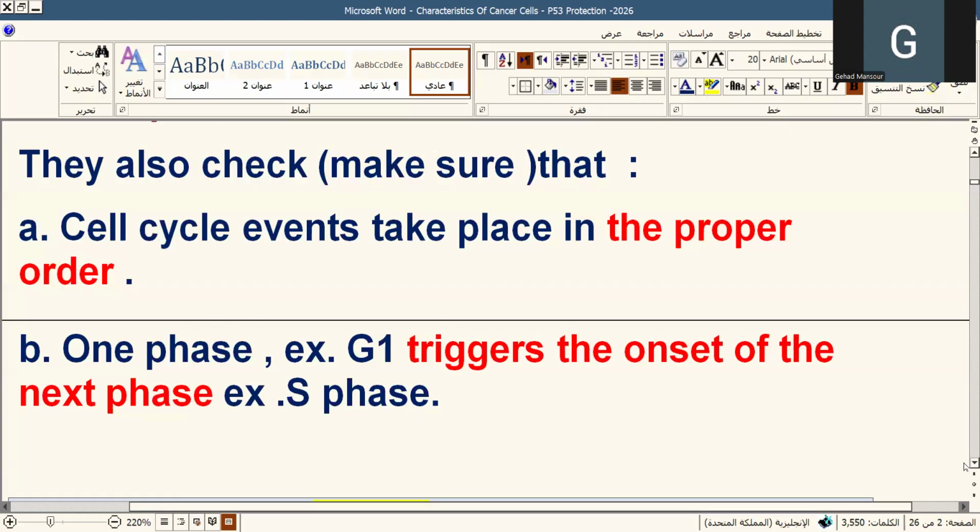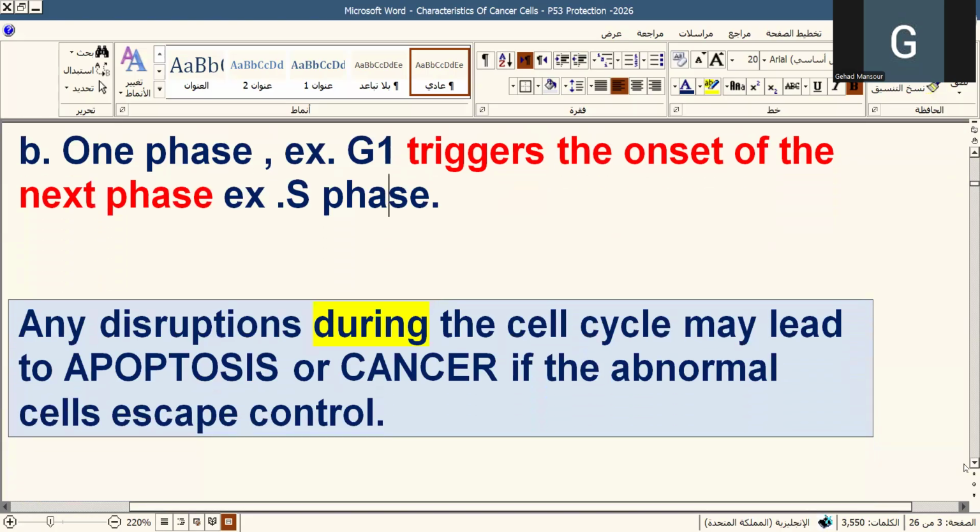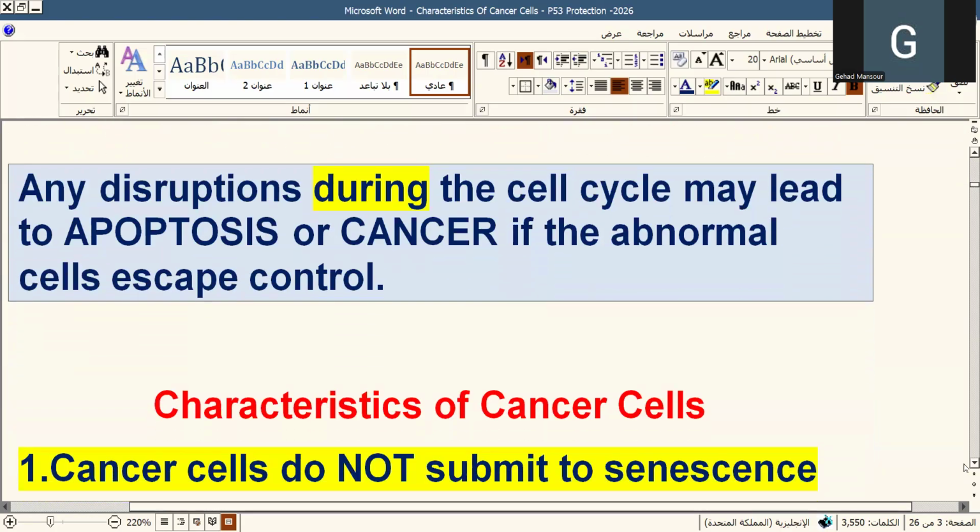And not only this, but also that one phase can trigger the onset of the next phase, meaning that the termination of G1 triggers, of course, through a series of enzymes and biochemical reactions, the beginning of the S phase. And any disruption that will occur during the cell cycle means what? By disruption here, I don't mean a disruption in the function of the regulators. I mean a disruption in the processes that should be done in every phase.